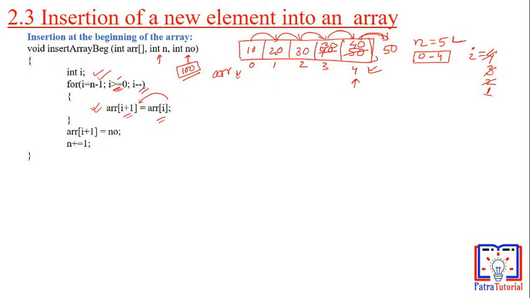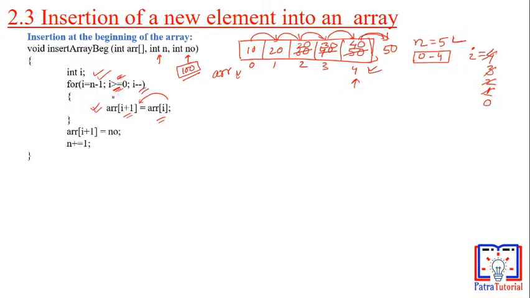so ARR of 1 is what? 20, 20 will be stored here in ARR of 2. Okay, so 20 will be stored here. Next again I minus minus, I will become 0. Okay, now 0 is greater than or equal to 0. It is equal to 0, so the condition is satisfied.